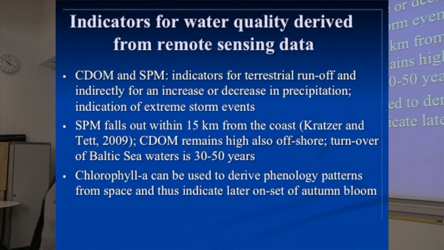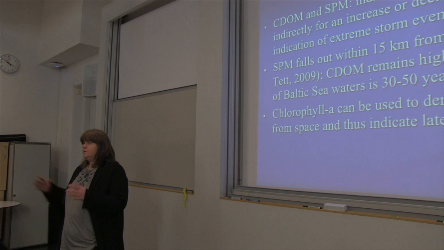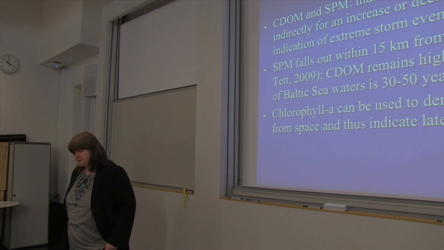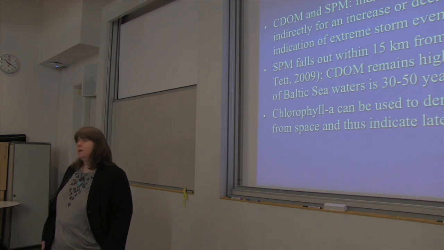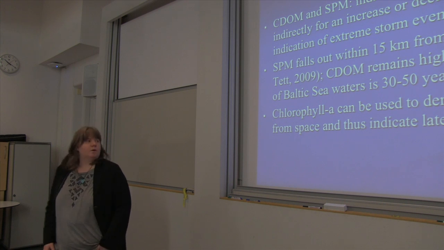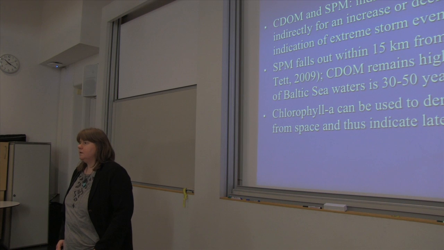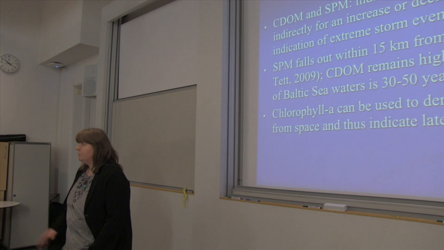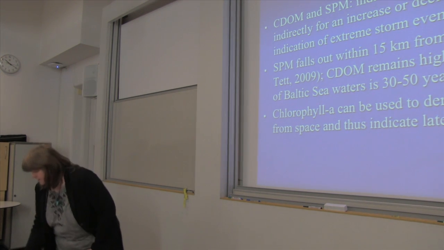So colored dissolved organic matter and suspended particulate matter are indicators for terrestrial runoff and also for extreme storm events. But SPM falls out within about 15 kilometers from the coast, at least for the northern Baltic we have shown that, whereas CDOM remains quite high also in the open Baltic Sea. And chlorophyll A can be used to derive phenology patterns from space. For example, if you want to look if there was actually a later onset of autumn blooms, and you can do this with very high spatial and temporal resolution.